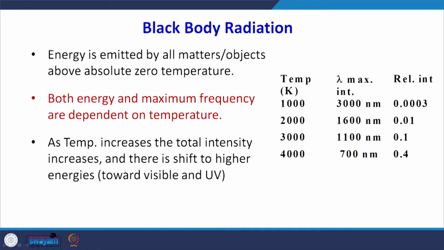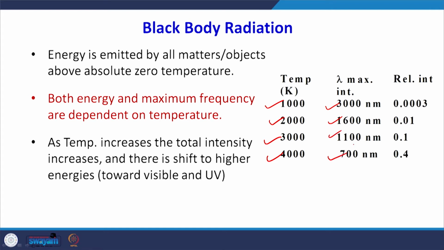So, here we can see that in the table there are examples of 4 different temperatures ranging from 1000 to 4000, and if we take the different wavelength regions, then the relative intensity of the emitted energy will be different. So, both energy and maximum frequency are basically dependent upon the temperature.